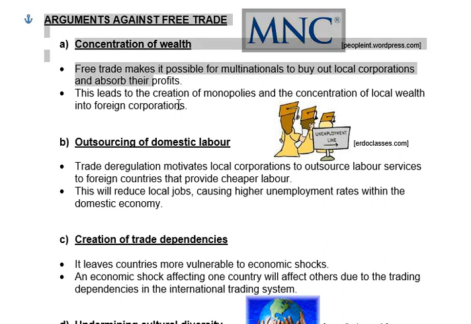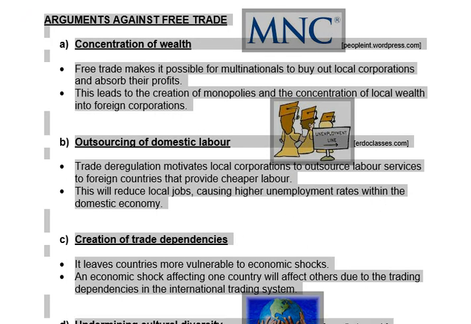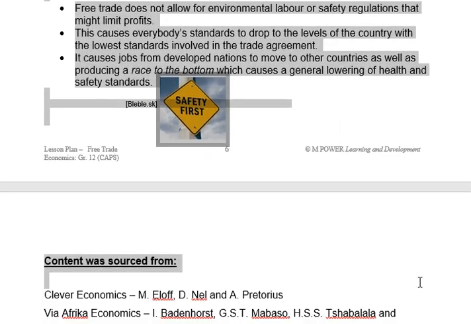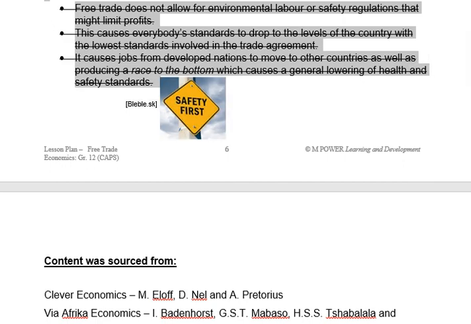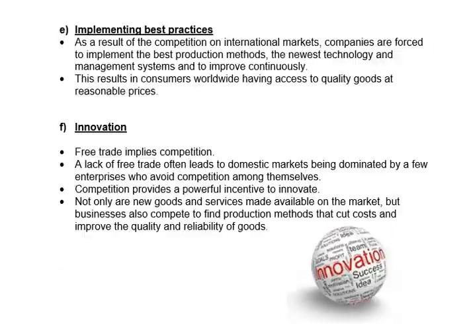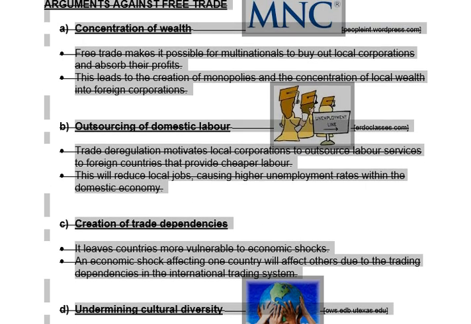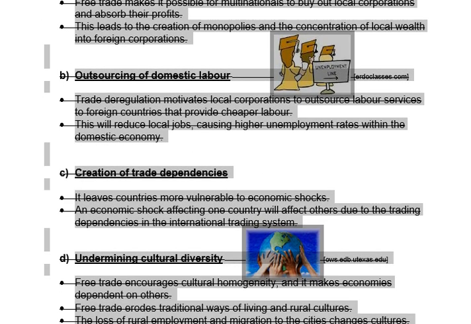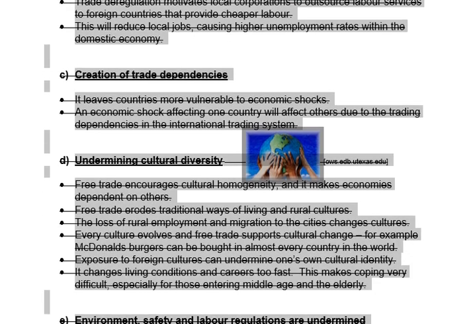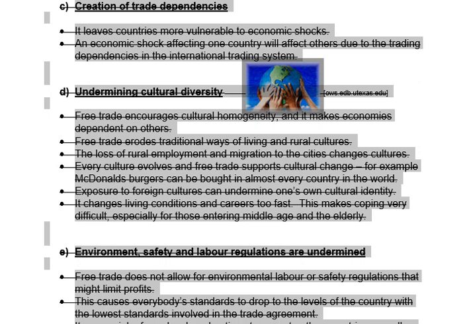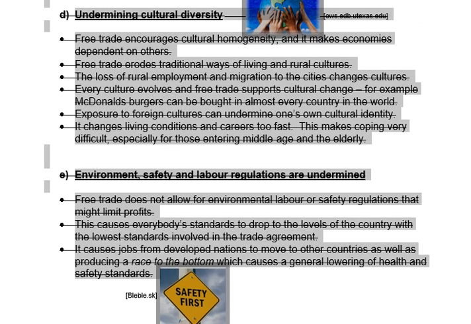Now, from where it says arguments against free trade, you are scratching everything out up to there. All right, so all the headings from where it says arguments against free trade: A, the concentration of wealth, you scratch out. B, the outsourcing of domestic labor, out. C, creation of trade dependencies, out. D, undermining cultural diversity, out. And the last one, E, environmental safety and labor regulations are undermined, out.